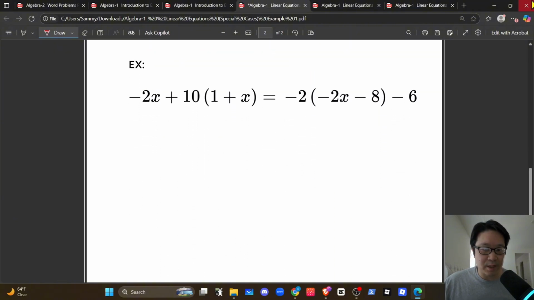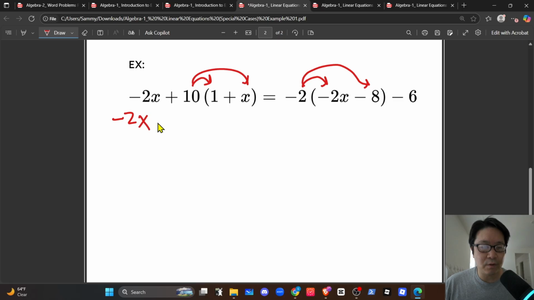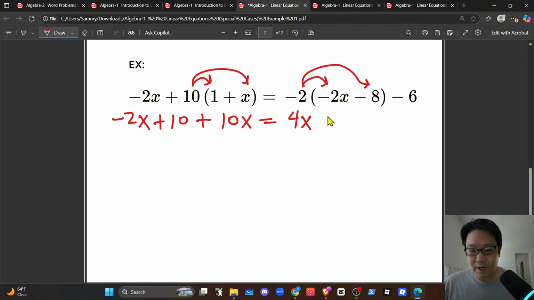Here we have -2x plus 10 times the quantity of 1 plus x equals -2 times the quantity of -2x minus 8 minus 6. Okay, so let's go ahead and see what kind of equation this is. Now, obviously, we can simplify before we even begin solving for x. So we can distribute the 10 on the left side and we can distribute the -2 on the right side. So let's go ahead and do that. So we get -2x plus 10 plus 10x equals -2 times -2x is going to be 4x. -2 times -8 is positive 16. And we have minus 6.